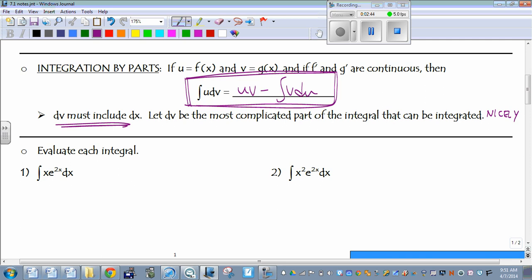One thing you want to keep an eye on is, when we look at the complicated part of the integral, decipher to yourself what is nicer, what is simpler: the derivative of that or the antiderivative. And we'll talk about that more with some examples as to what I mean by nicer, what looks better.